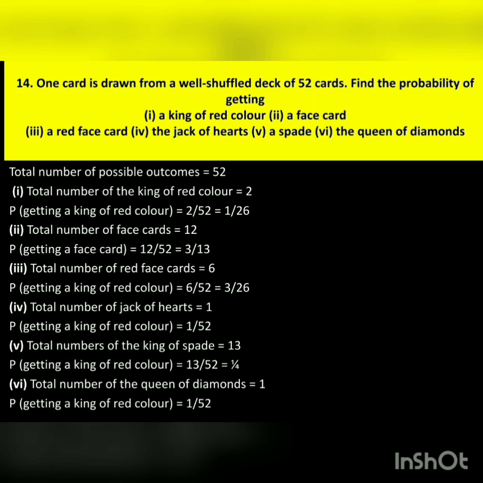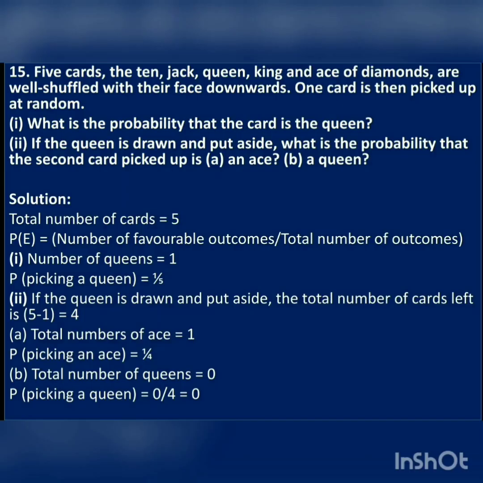Next we have jack of heart. So jack of heart is only 1. There are total 4 jacks, but 1 is heart. So 1 by 52. Spade is 13 by 52, and queen of diamond is 1 by 52.